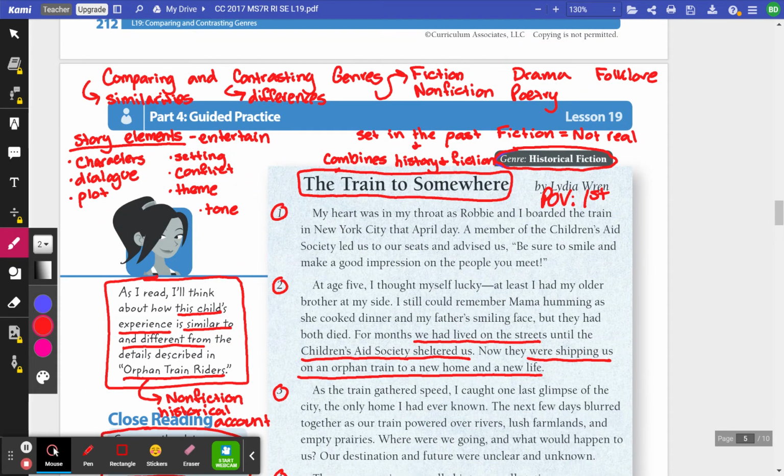So I want you to take a minute. I want you to look back through these paragraphs from The Train to Somewhere, and I want you to see if you can find things that make this fiction. Those story elements, when you find them, I want you to draw a box around them. There are several, so you should have no problem finding at least 3. All right, guys, when you have this done, I want you to come back and we will go over the ones that I found. All right, good luck.